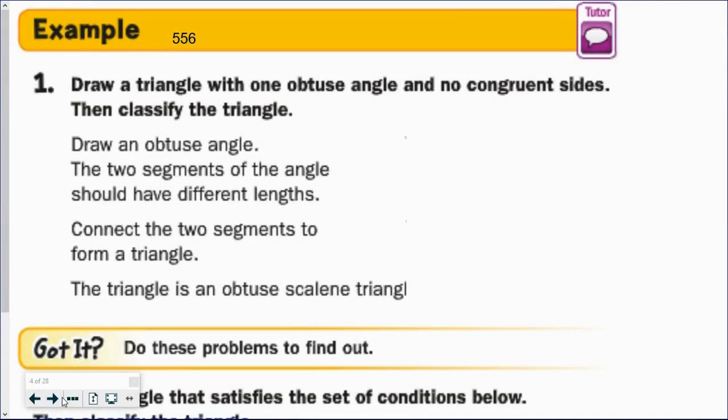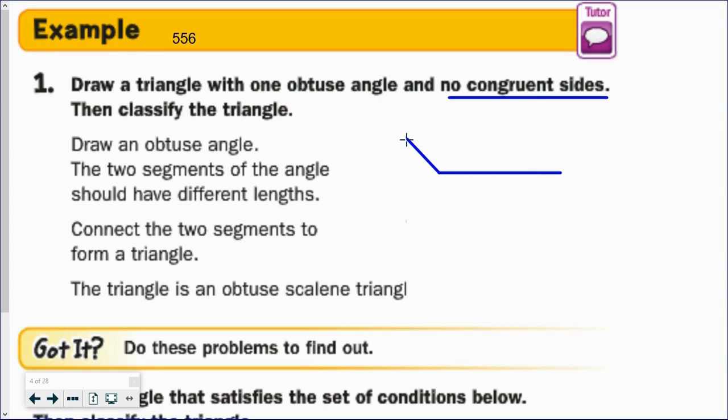So let's take a look at example number 1. It says, draw a triangle with one obtuse angle and no congruent sides. Then classify the triangle. Draw an obtuse angle. The two segments of the angle should have different lengths. So since we want no congruent sides, which is what it says right here, we should make sure that when we draw this obtuse angle, we do one short side and then one long side. That way they're different size sides.